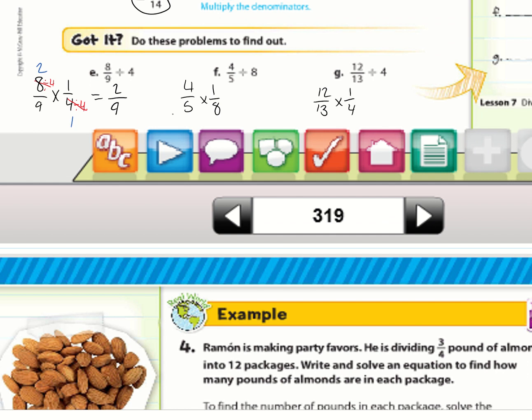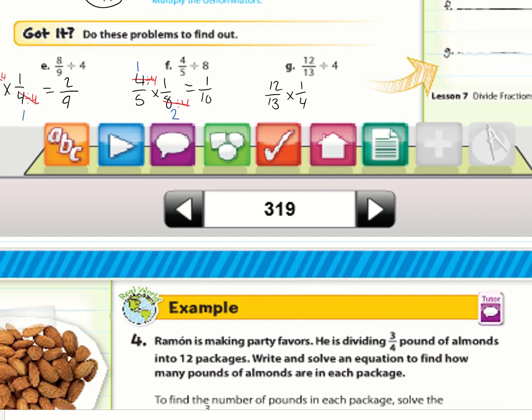Alright, so we have 4 over 5 times 1 over 8. 4 and 8 can both divide by 4. So 4 divided by 4 equals 1, 8 divided by 4 equals 2. 1 times 1 is 1. Now my denominator is 5 times 2, 10.